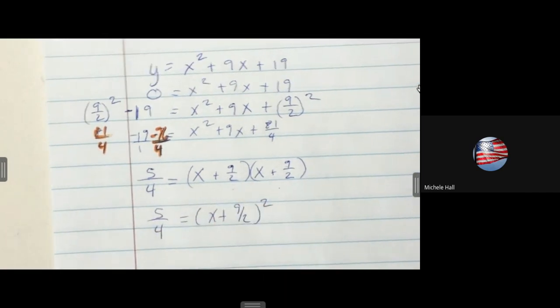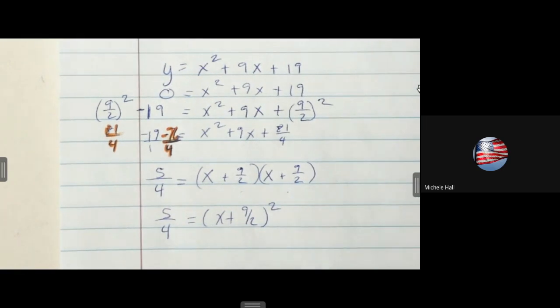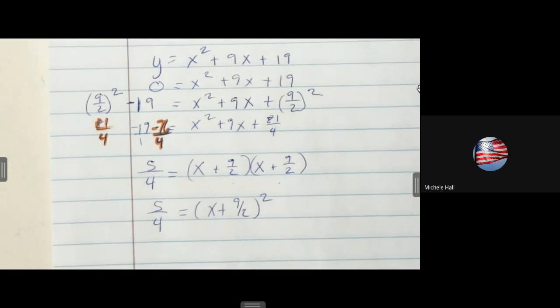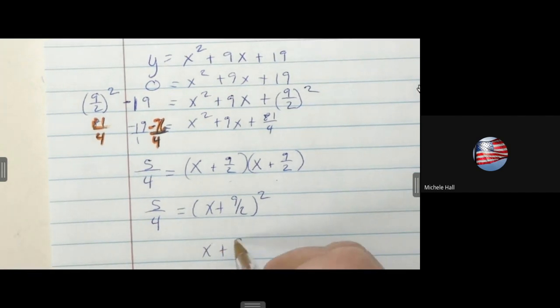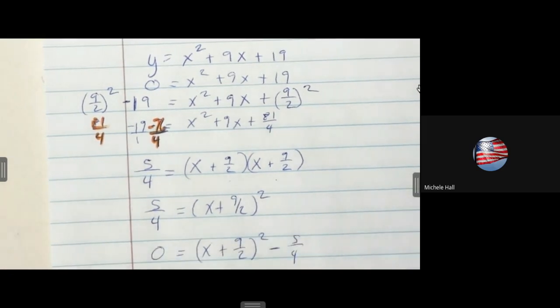And then we go back to the directions and see what they want. Do they want me to solve it? Or do they want me to, no, they want to know what the vertex is. And it said write it in vertex form. So how do I finish writing this in vertex form? I'm going to shift the 5/4 over near it. So I get x plus 9 halves squared minus 5/4 equals 0.